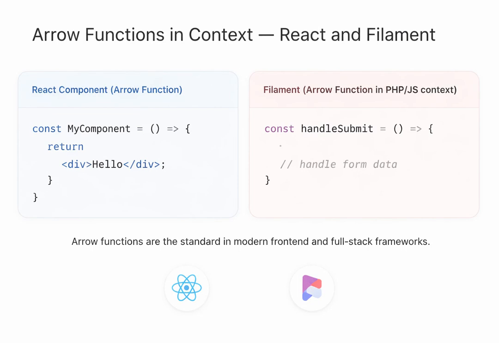To give you some real-world context, in React, almost every component and handler you write will use the arrow function syntax. You'll see const myComponent equals parentheses arrow function all the time. In Filament, which is the Laravel-based admin panel framework that this course is building toward, you'll also encounter arrow functions frequently in JavaScript interactions. So while regular functions are perfectly valid and important to understand, getting comfortable with arrow functions is essential for modern development. Both syntaxes are worth knowing: regular functions for foundational understanding, arrow functions for day-to-day modern coding.